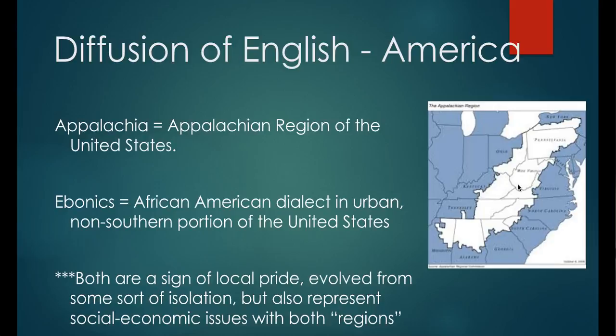Ebonics, on the other hand, is going to be an African American dialect in urban areas in the United States, just not the southern portion. So think Milwaukee, Chicago, Los Angeles, New York, Detroit. Though both are very prideful and bring a sense of pride, it also represents a social economic issue with these regions, because this was very rural, and in the inner cities up here with a strong African American population, they did not get the same schooling, same education, same economic opportunities.